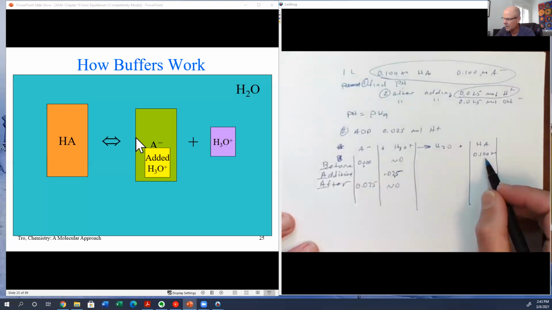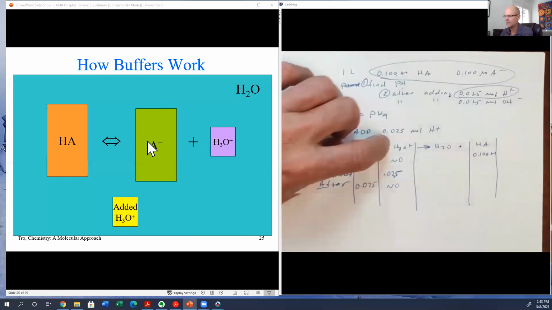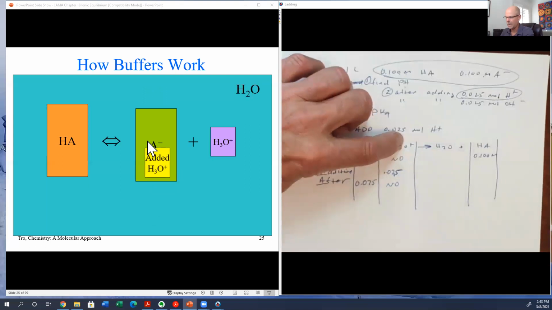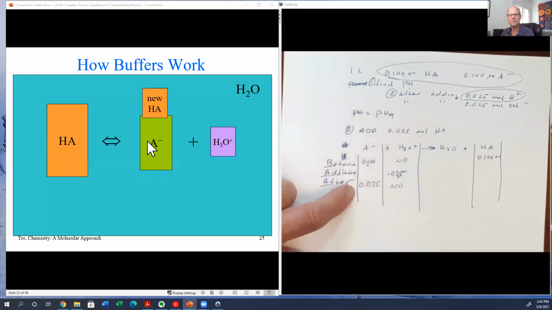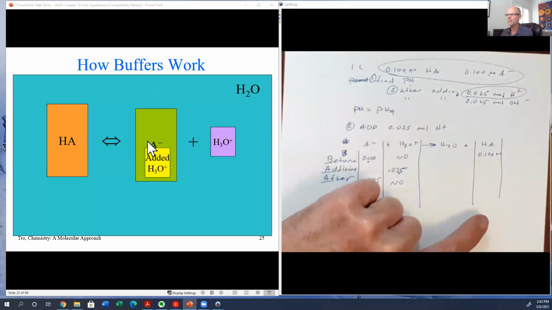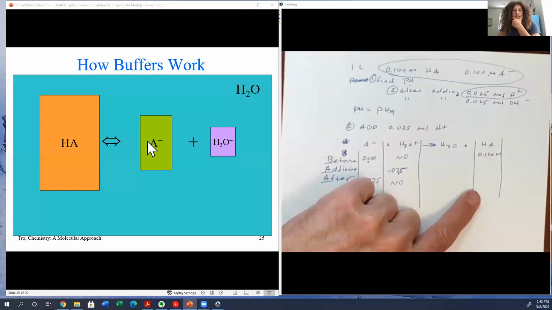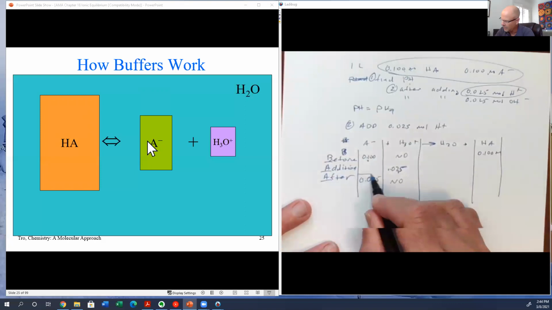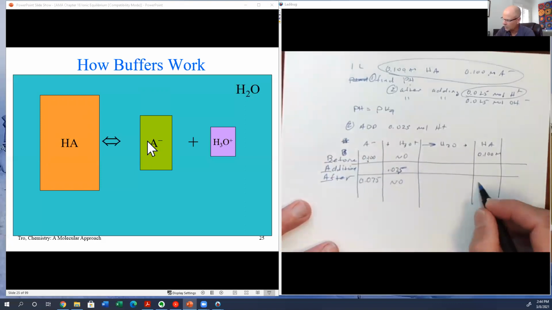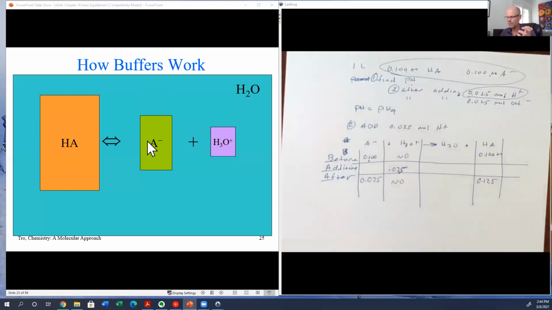And then what's going to happen to the conjugate base? So let's see what happens here. Let's go back here. Here I added H3O+, which reacts with A minus. It lowers the amount of A minus, right? But then what does it do to the amount of HA? It makes HA bigger, right? So how much HA am I going to have after my addition? 0.125. Correct. 0.125. All right. So that's the first part of my calculation.